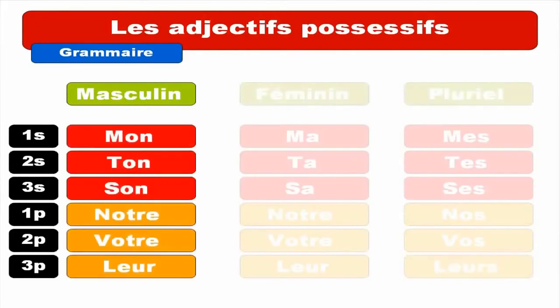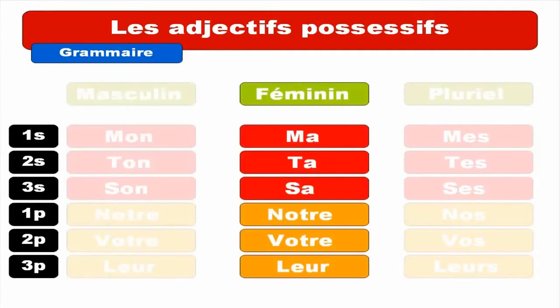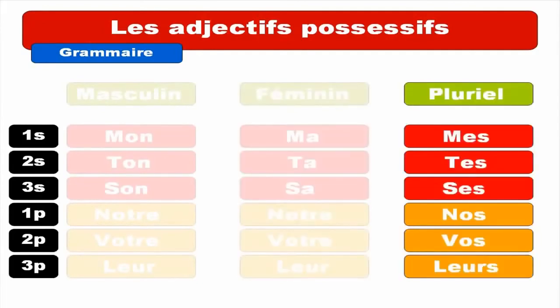So, that's it for this lesson. Let's repeat it together now. Masculine: mon, ton, son, notre, votre, leur. And then the feminine form: ma, ta, sa, notre, votre, leur. And finally: mes, tes, ses, nos, vos, leur.